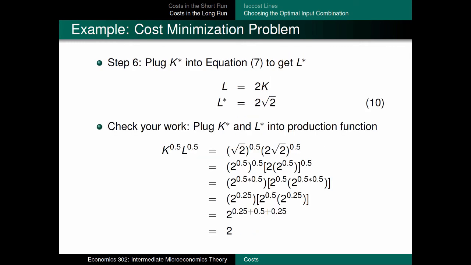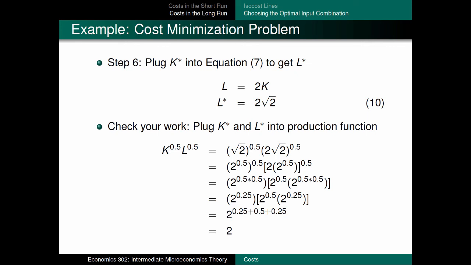Now that we have a numerical value for k star, let's plug that into equation 7 in order to get L star. Remember that equation 7 was L equals 2 times k. Since k star is equal to square root 2, then L star is equal to 2 times square root 2. So your final answer is that k star is equal to square root 2 and L star is equal to 2 times square root 2.